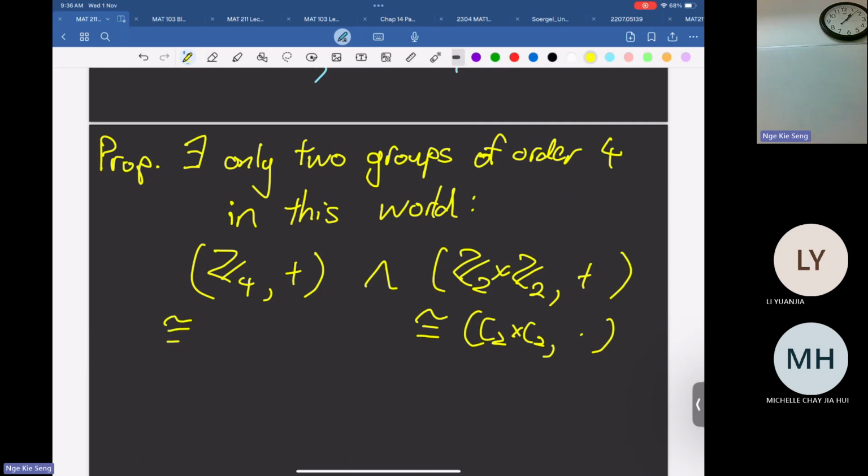On the left hand side, I can also write it as a cyclic group, generated by 1 element. Do you know what the law of composition is for a cyclic group? You know?